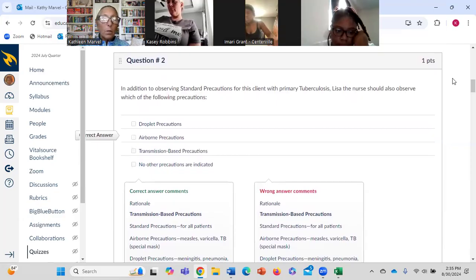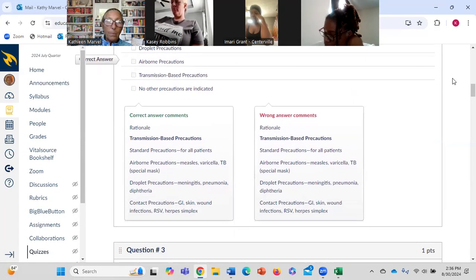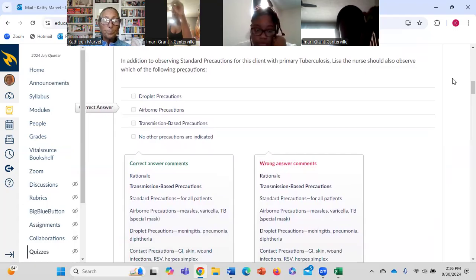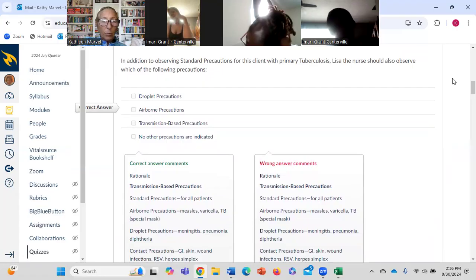Okay, question 2. So in addition to observing standard precautions for a client with primary TB, Lisa, the nurse, should also observe which of the following. Well, we know that TB also needs to have airborne precautions practiced, right? In your rationale, I selected the airborne precautions and the one under that said no. Can you scroll back up just a little bit? The other one that said no other precautions are indicated. Nope, it's airborne because there are other precautions indicated. Okay, right? And I think question 3 talks about TB precautions. So let's do this one first.